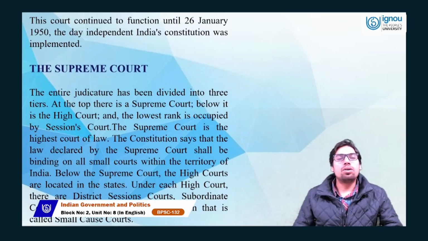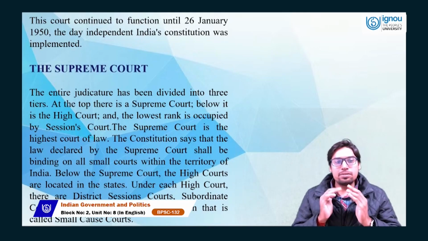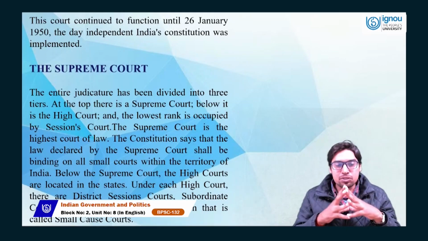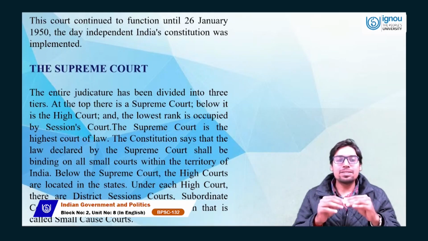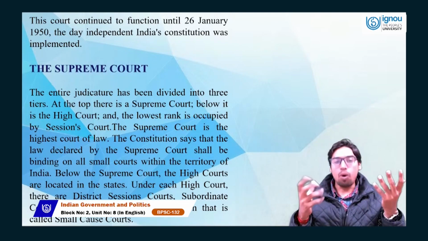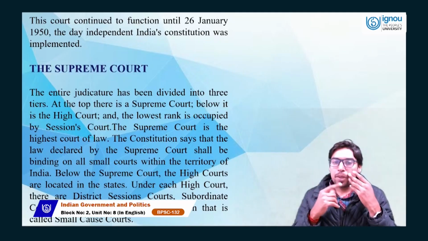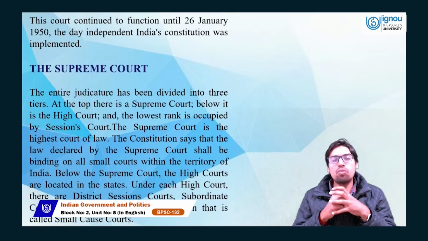Under the Constitution, the entire judicial system has been divided into three tiers. At the top there is the Supreme Court. Below it is the High Court, and the lowest rank is occupied by the Sessions Court. The Supreme Court is the highest court of law in India.